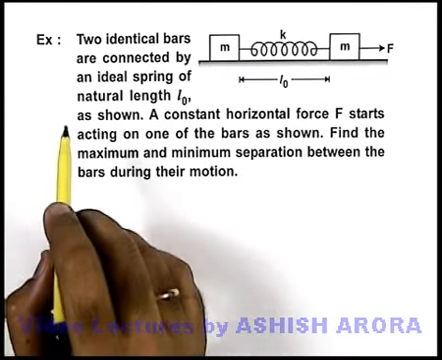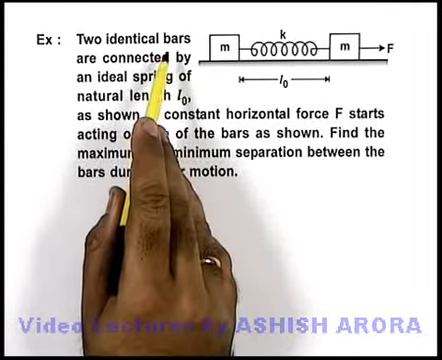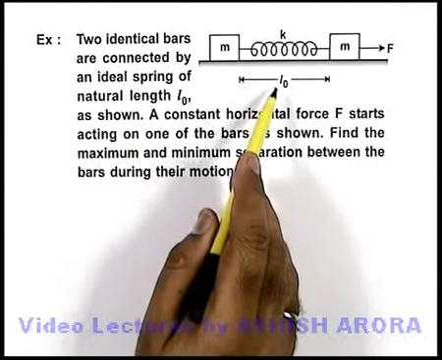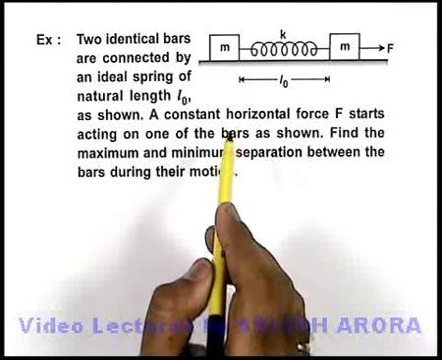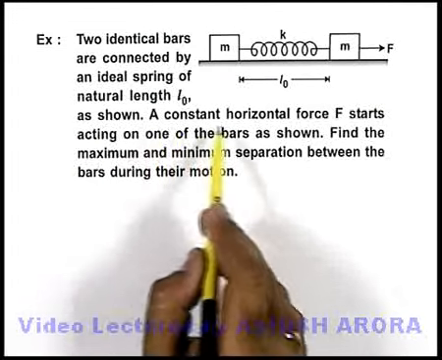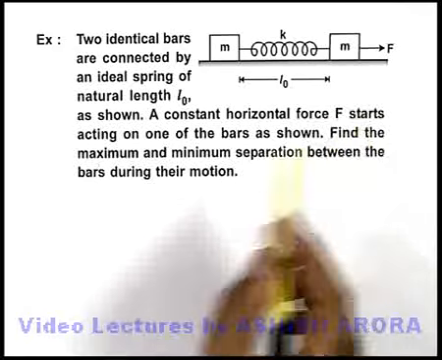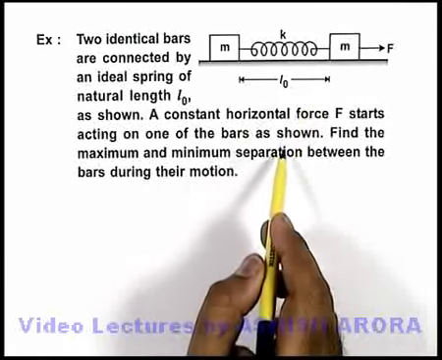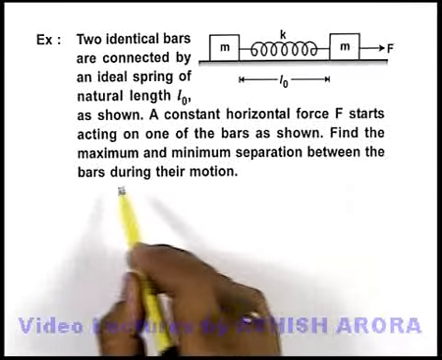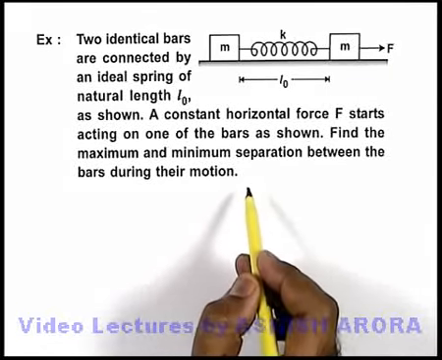In this example, we are given two identical bars which are connected by an ideal spring of natural length L0. It is also given that its force constant is K as shown, and a constant horizontal force F starts acting on one of the bars as shown. We are required to find the maximum and minimum separation between the bars during their motion.